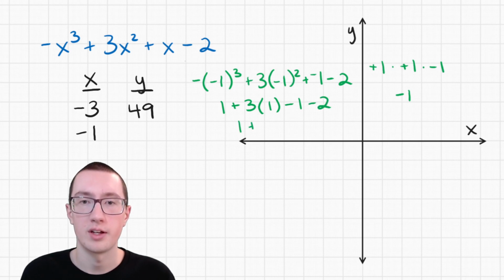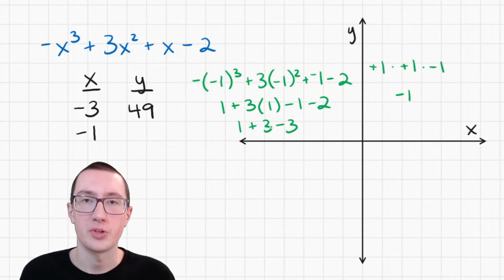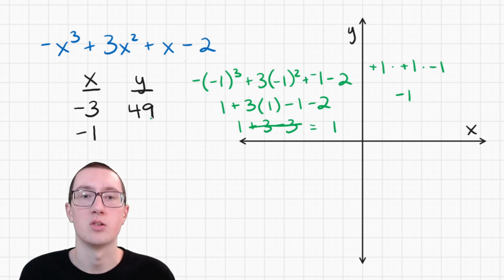We're going to have 1 plus 3 times 1 is 3. And then -1 minus 2, that's, we lost $1 and then lost another $2, so that's -3. And then we're going to have 1 plus 3 minus 3. The plus 3 and minus 3 cancel each other out, actually. So we're only going to be left with 1. So our y value is going to be 1.